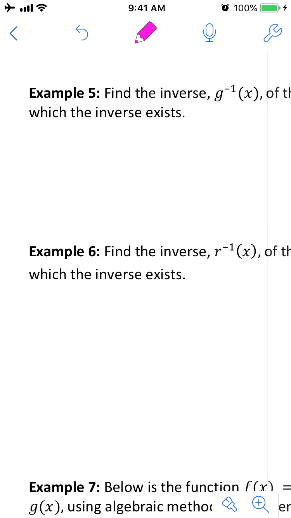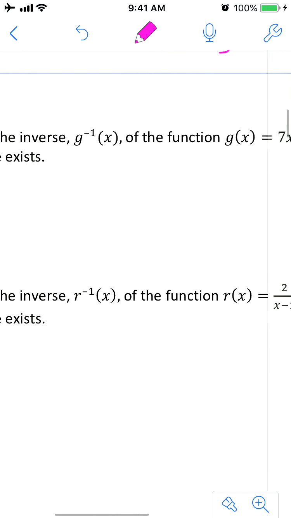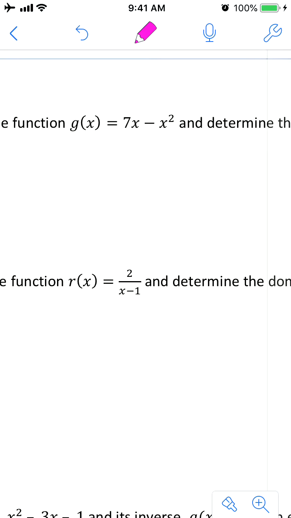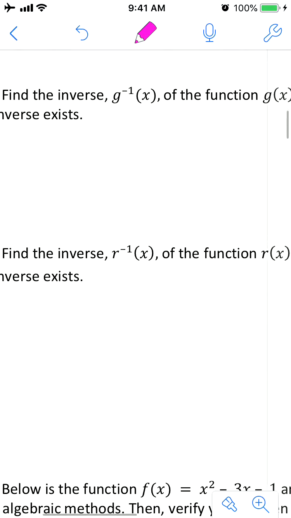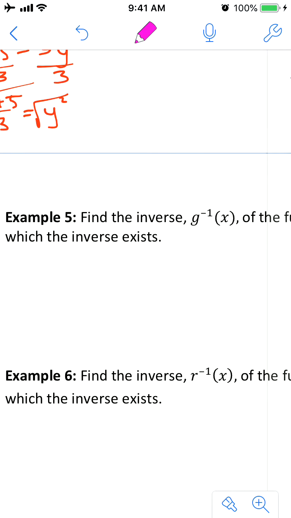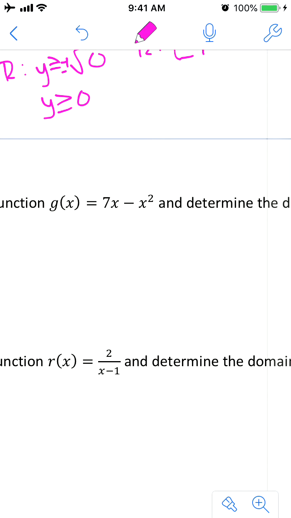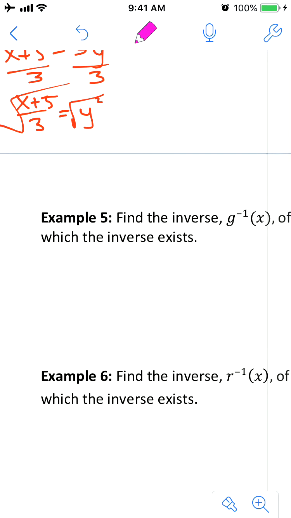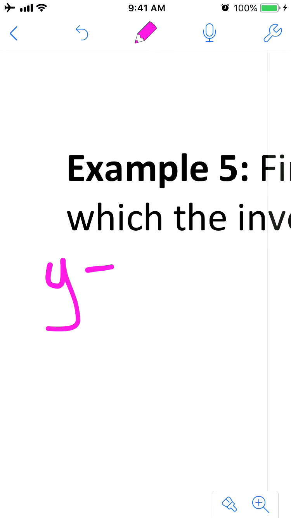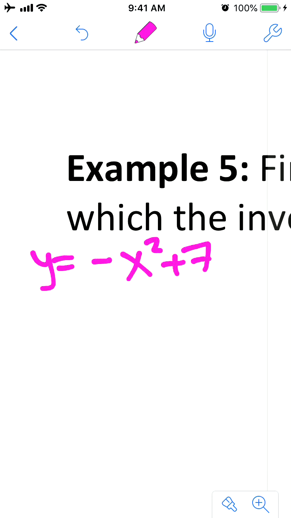All right, find the inverse of g, the inverse of the function g of x equals 7x minus x squared, and determine the domain and range values over which the interval exists. Okay. Now I gotta be careful. Technically, we're supposed to put things in order of the exponent, right? So I'm gonna do a little rearranging. This is y instead of g of x. y equals negative x squared plus 7x, right?